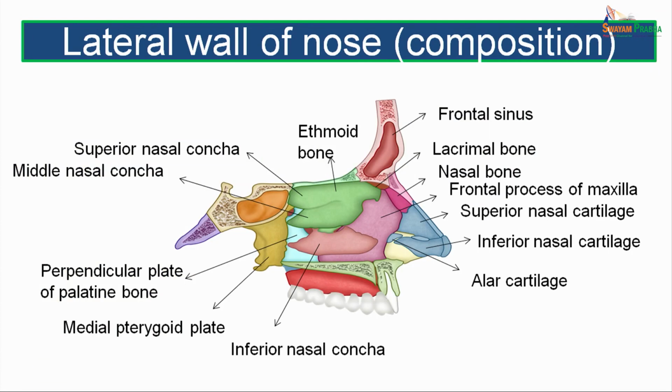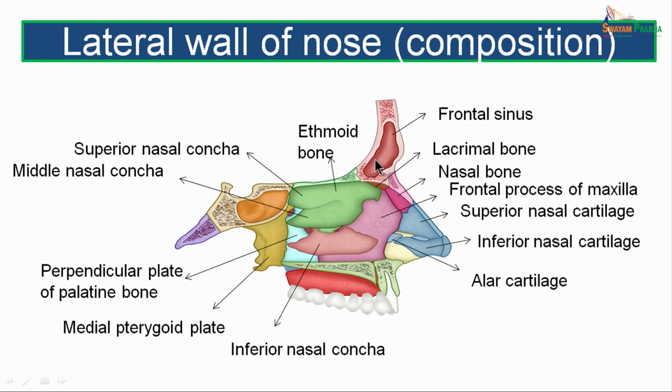Let us see these components. This picture shows us the bony, cartilaginous and cuticular components. Let us see the cartilaginous components. Anteriorly, we have the superior nasal cartilage, the inferior nasal cartilage and 2 to 3 alar cartilages.